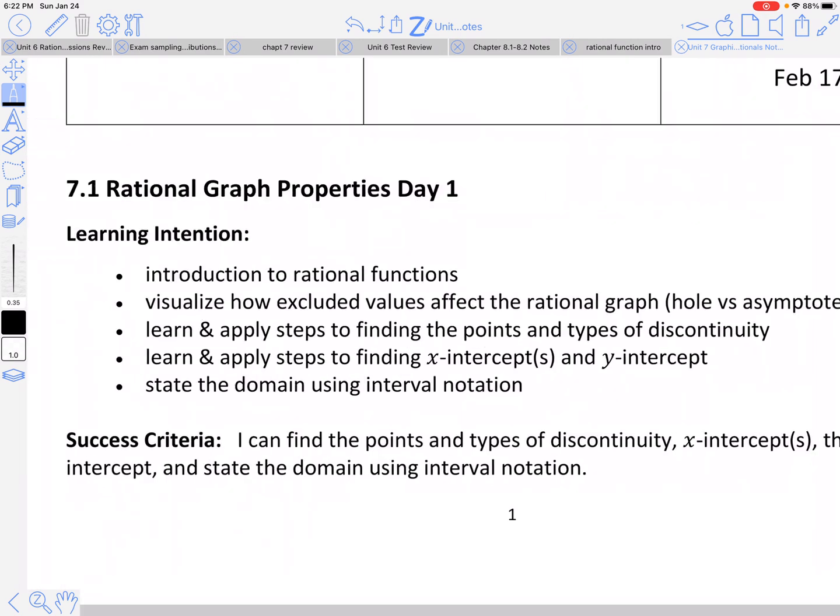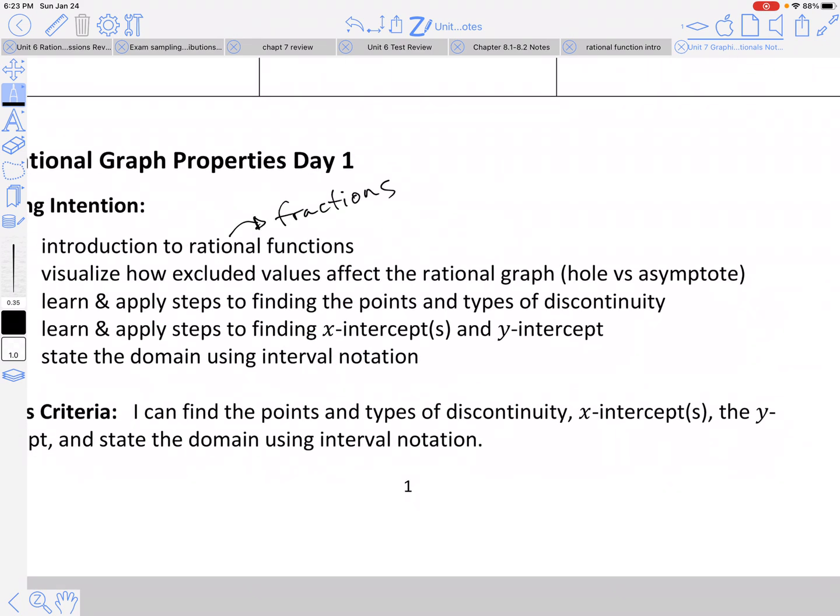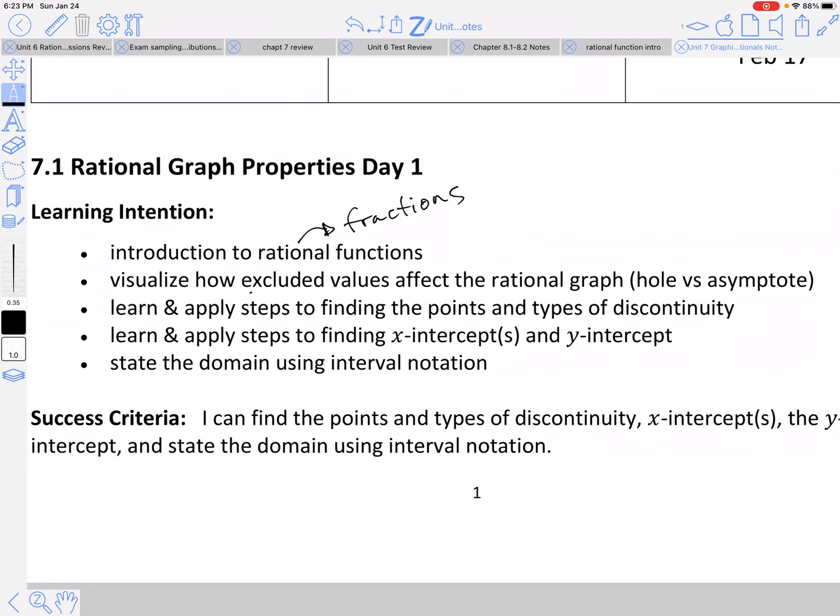All right, so rational graph properties, day 1. So a few things that we have to learn today. We're going to introduce you to rational functions. Remember, these are fractions. So everything we work with today will be a fraction, and it's called rational because it is rational, but also there are x's in the denominator or numerator. Visualize how the excluded values, remember this is what x could not be, affect the graph.